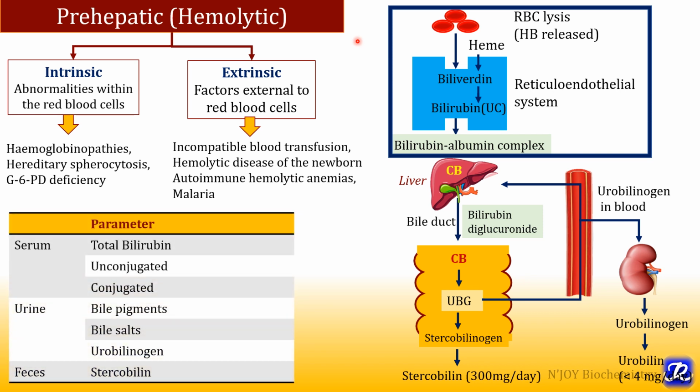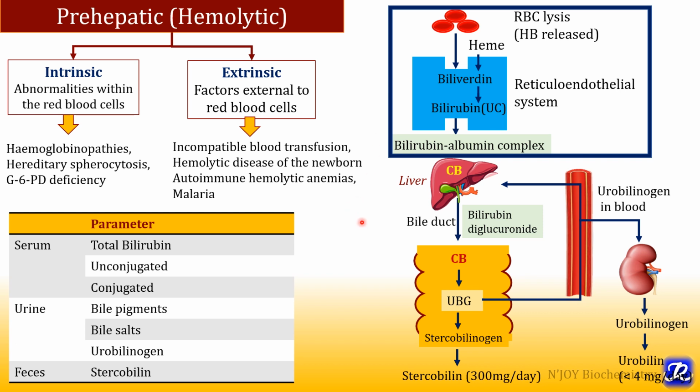Now let's see what will be the laboratory picture. If we estimate serum total bilirubin in these conditions, like in hemolytic or prehepatic jaundice, what will happen to this total bilirubin? As there will be more hemolysis due to any cause, there will be more formation of bilirubin. Which bilirubin? This unconjugated bilirubin. And unconjugated bilirubin is a part of total bilirubin, because total bilirubin is equal to conjugated bilirubin as well as unconjugated bilirubin.